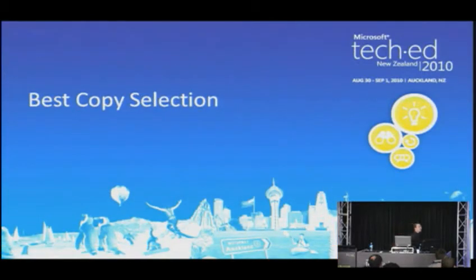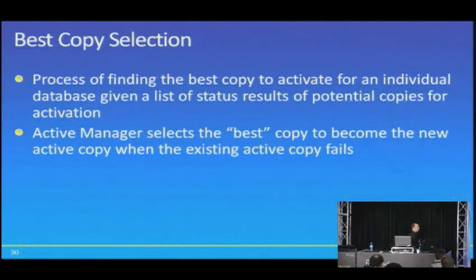Okay, let's talk about best copy selection. Okay, this is important because it's literally the core function of the high availability platform. Best copy selection, or BCS as we call it, is the process through which the next best passive copy is activated by the system. Okay, so you might have 6 copies of a given database. Okay, but when the active copy fails, only one of those remaining copies is going to be active. And the system has to decide what's going to be the best copy to activate.